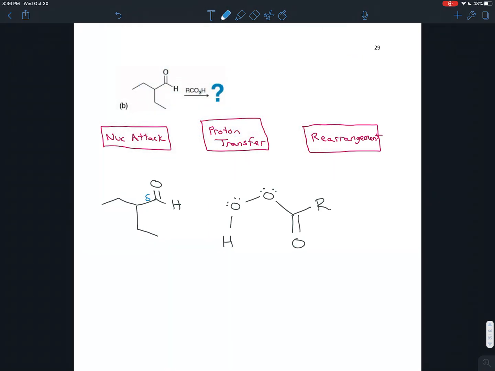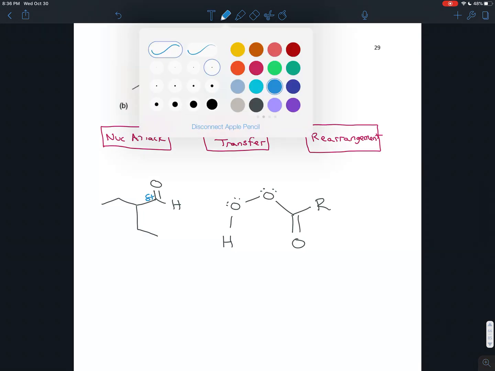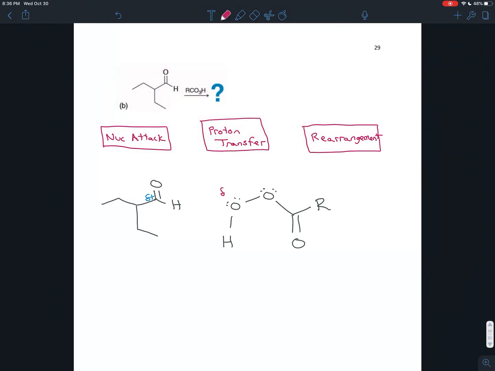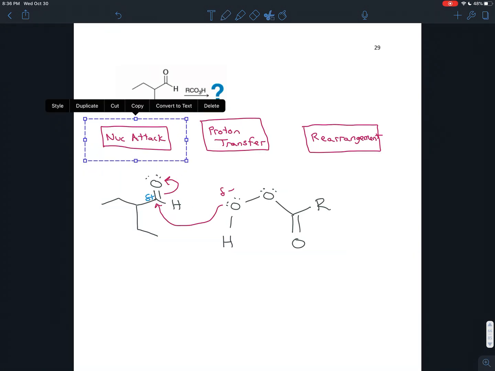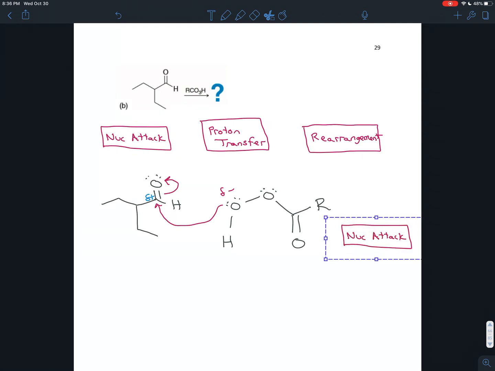Well, the first step is nucleophilic attack. This carbonyl carbon is very positive. It's a strong electrophile. These oxygens are slightly negative. The one in the end is in the least crowded position. And so that attacks the carbonyl carbon. The pi bond breaks. The electrons go onto the carbonyl oxygen. So that is our nucleophilic attack.